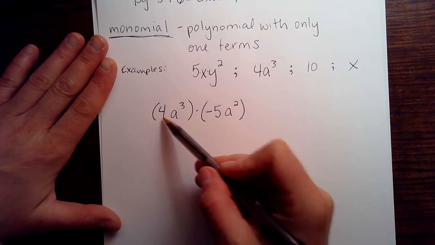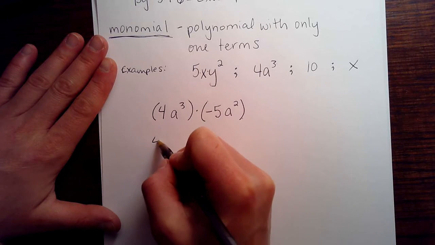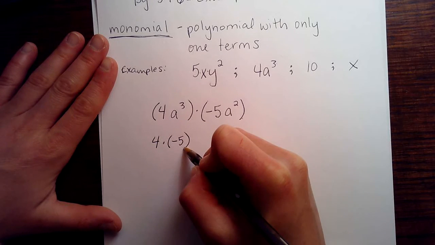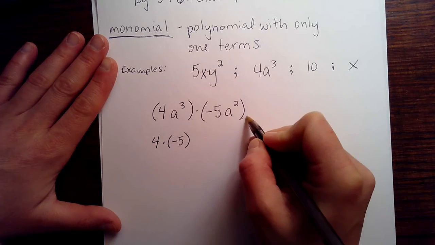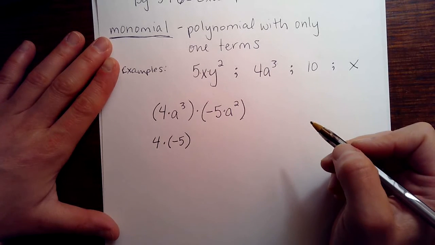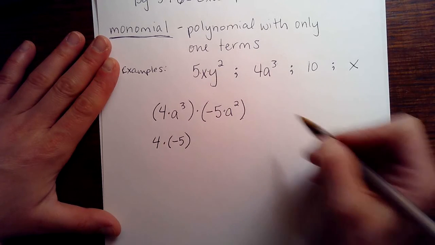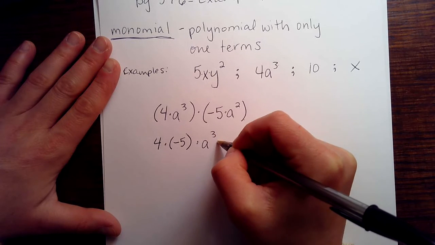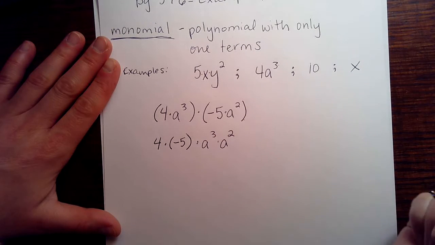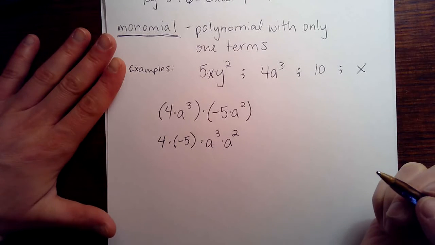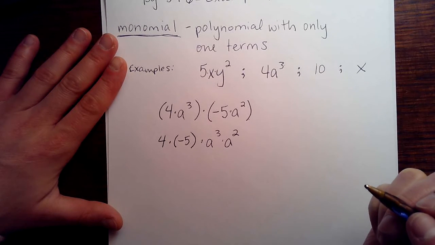For instance, our coefficients here, we're going to rewrite so that these coefficients are near one another. Every factor here is multiplied together, and so we can rearrange our order. We also have similar bases, a to the third and a to the second. And now we're going to look for what can I multiply together and simplify.